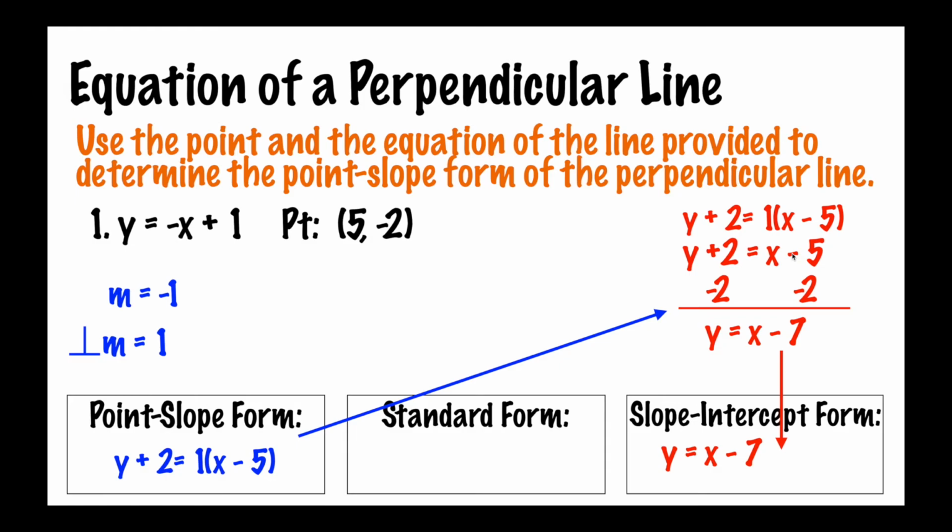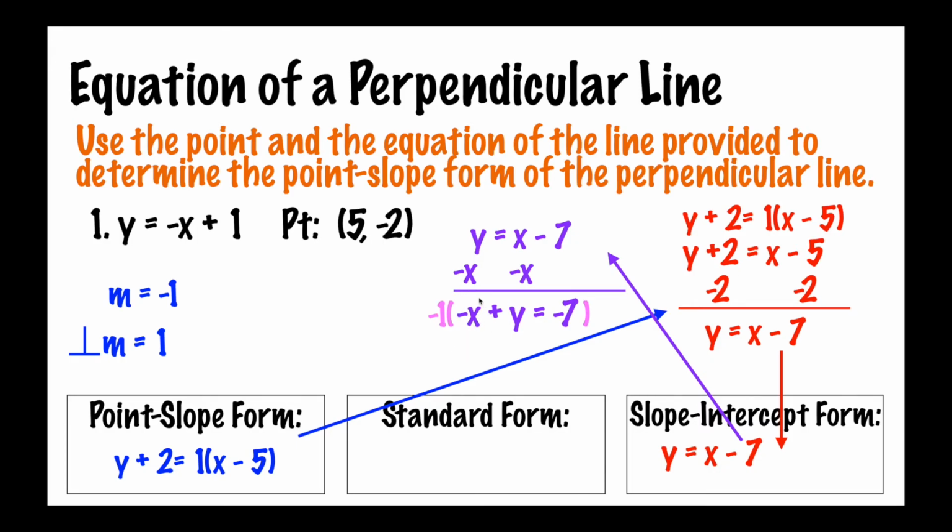Finally, when we move this into standard form, we want to bring the x over to the left side. So I'll subtract the x over. I get negative x plus y is equal to negative 7. Once again, I need to get rid of the negative that's associated with that x, so I'll multiply the whole thing through by negative 1. Which gives me x minus y is equal to positive 7.